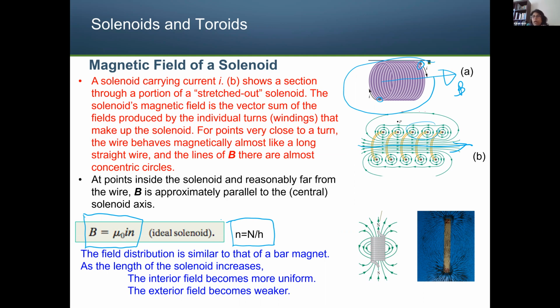If you have N number of turns, divide by how much it is distributed, the length of the solenoid, and then you're going to calculate the n. Okay, n is the number of turns per unit length. Okay, the unit is turns per meter.